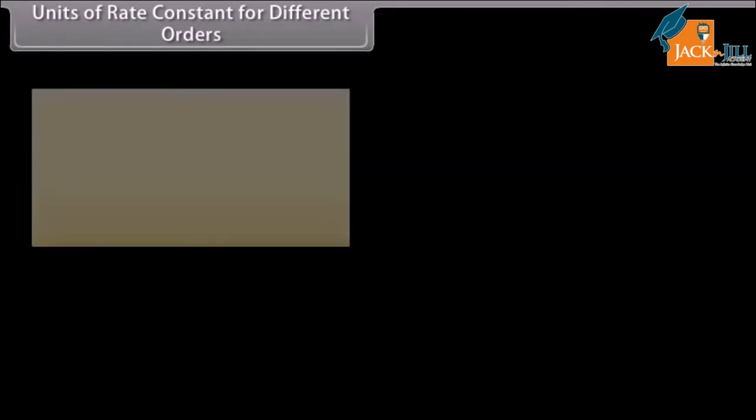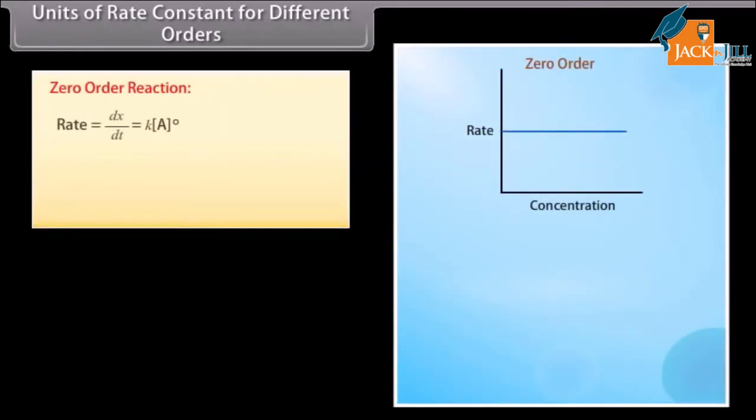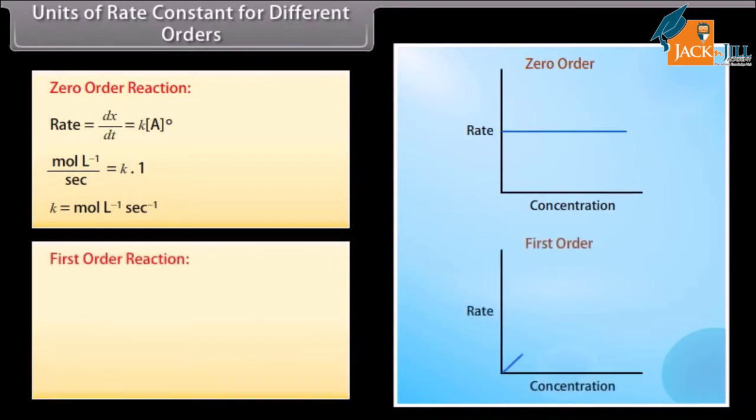Units of rate constant for different orders. Zero order reaction. Rate is equal to dx by dt, which equals the product of k and a raised to the power 0. Thus, units of rate constant for zero order reaction are mole per liter per second. First order reaction. Rate is equal to dx by dt, which is equal to the product of k and a raised to the power 1. Thus, the unit of rate constant for first order reaction is per second.